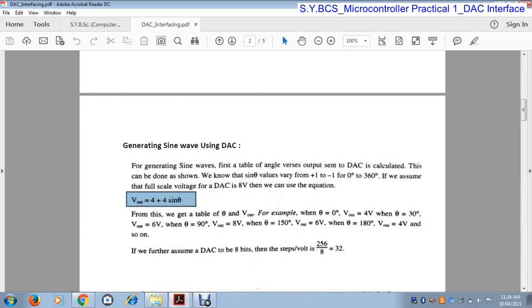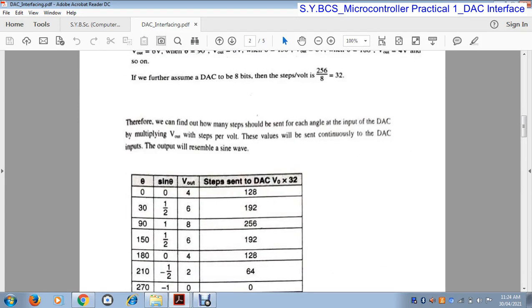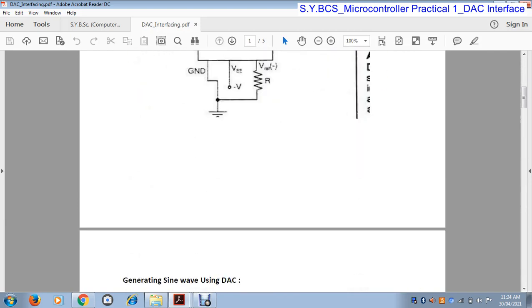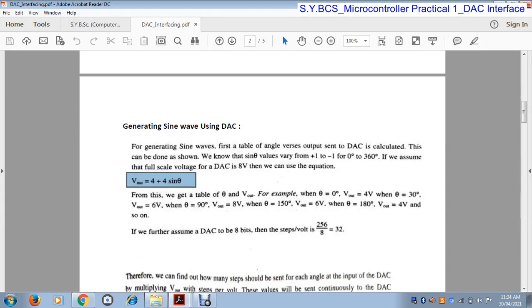The output voltage is equal to 4 plus 4 sine theta. Sine 0 means 0, so 4 into sine 0 is also 0. Here we get the output voltage of 4.